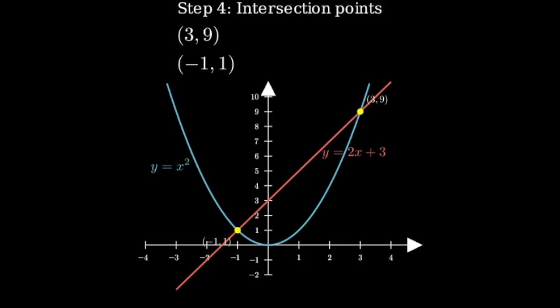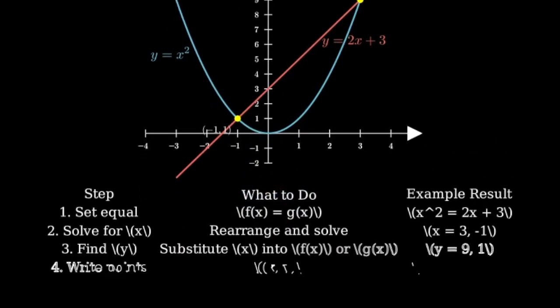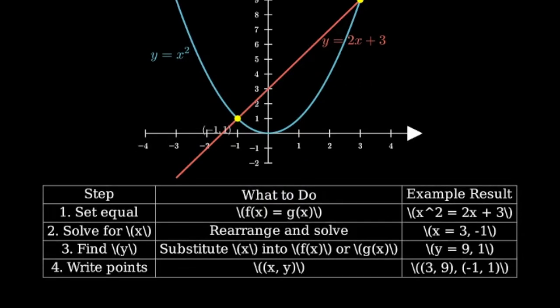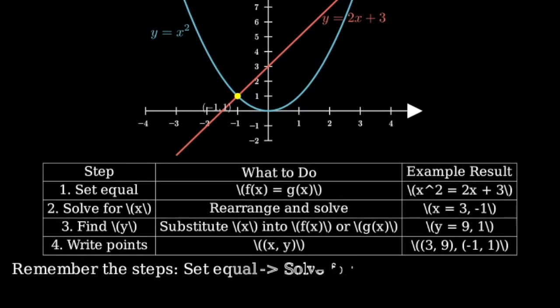Here's a summary table of the steps we followed in our example. First, set the functions equal. Second, solve for x. Third, find the corresponding y values. And fourth, write down the intersection points. So, that's the general method for finding the intersection points of two curves. Set the equations equal, solve for x, find the corresponding y values, and list the points. If you have specific curves you'd like help with, feel free to ask.